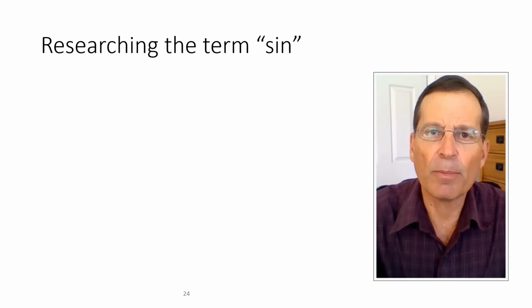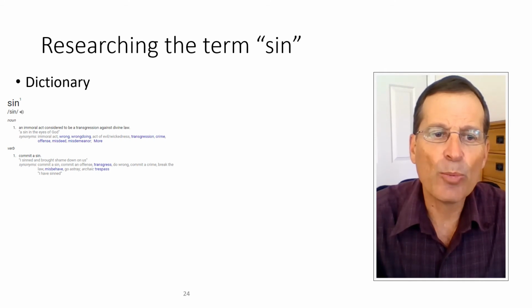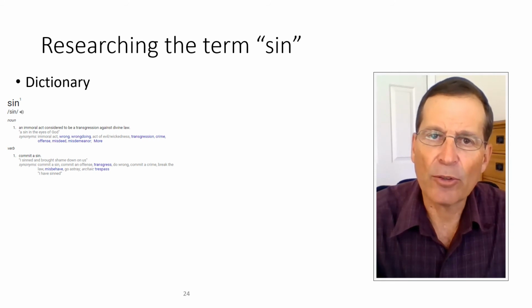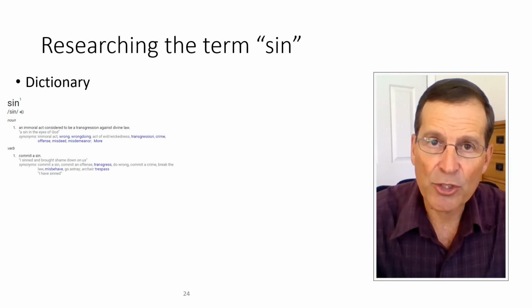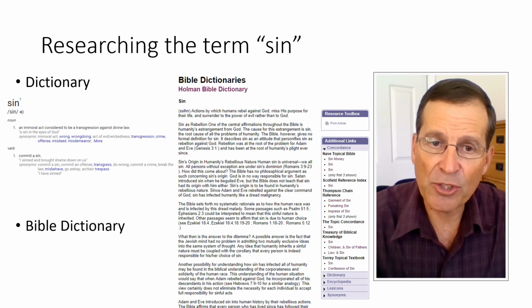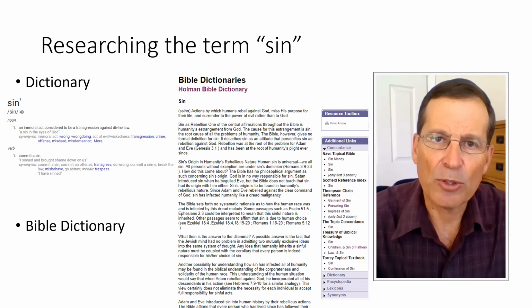In researching the term sin, one place you could look would be in a dictionary. There we see a definition. Sin is an immoral act considered to be a transgression against divine law. Another place you might look for information would be in a Bible dictionary. Here I have pasted in an explanation from one Bible dictionary. As you can see, it's quite long. We're not going to read it, but I wanted to show it to you so that you know the kind of place you can go to find information on key terms.